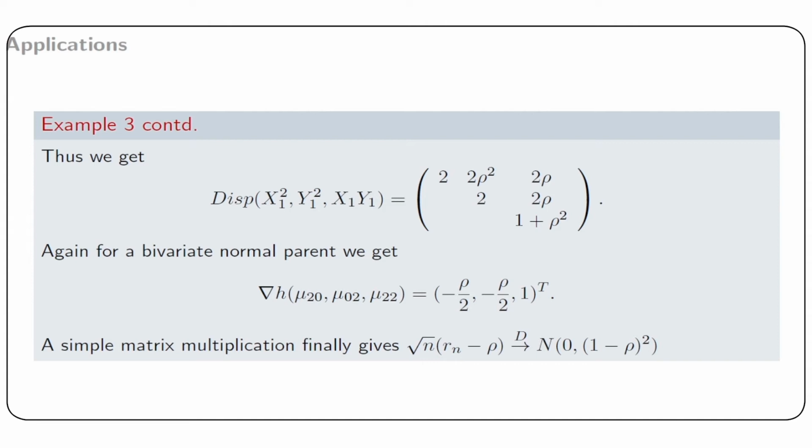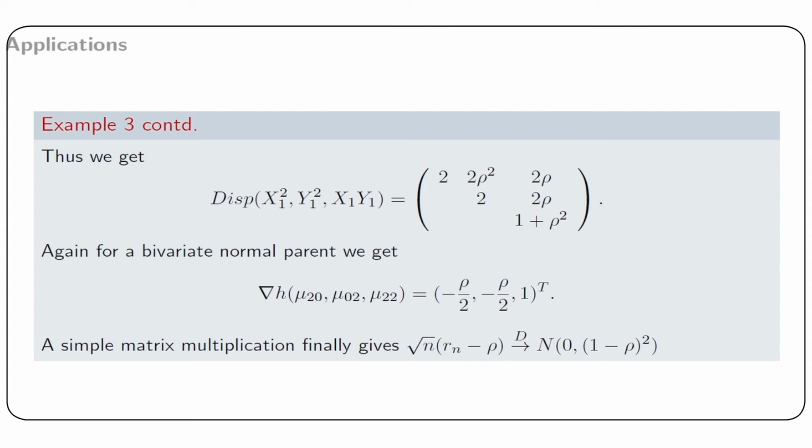Then we have the elements 2 rho square, 2 and 2 rho in the second row, and finally the elements 2 rho and 1 plus rho square. Again, for a bivariate normal parent, we get the gradient vector as a 3 component vector with elements minus rho by 2 and 1, and then a simple matrix multiplication gives the result that the large sample distribution of Rn, that is the correlation coefficient, is univariate normal with mean rho and variance 1 minus rho square whole square.